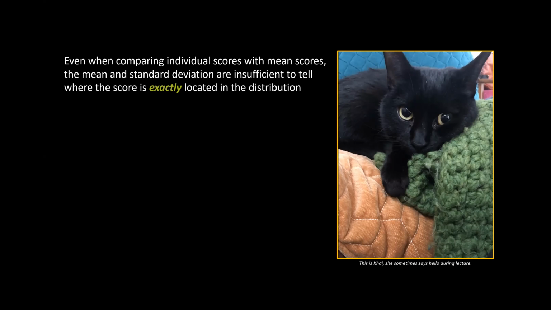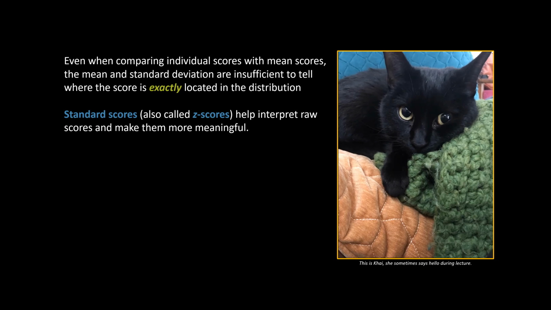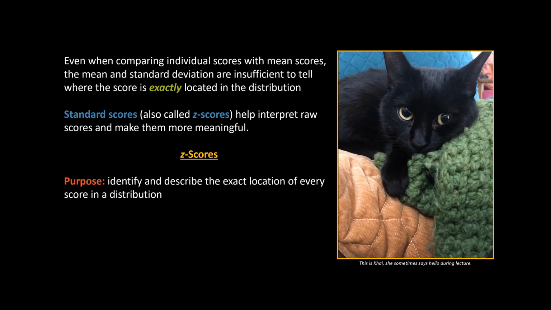So even when comparing individual scores with mean scores, the mean and standard deviation, as we've discussed, are often insufficient to tell us where a score sits exactly in a distribution. Standard scores, or what we're going to call z-scores, help interpret raw scores and make them more meaningful. So the purpose of a z-score is to identify and describe the exact location of every score in a distribution.